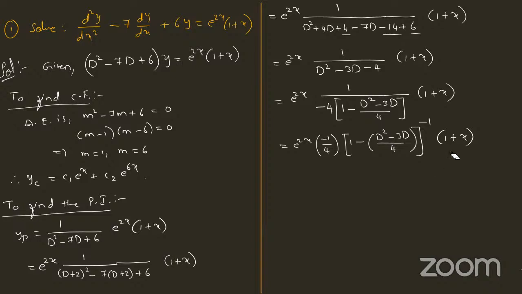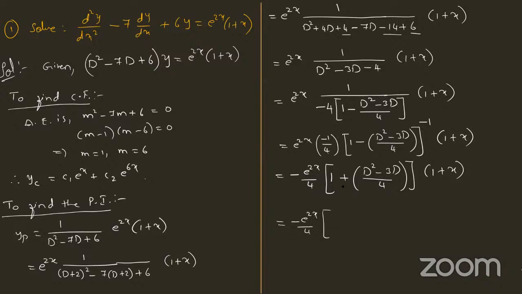I'm just continuing this, you see, it is equal to minus e to the power of 2x by 4. I'm writing these two together into, if I expand this, it is 1 plus, see, I'm writing all this, D square minus 3D by 4. And see, I'm not taking the other terms because on the right side, the highest degree term is x only. So all this you are going to operate on 1 plus x. Then it is equal to minus e to the power of 2x by 4.